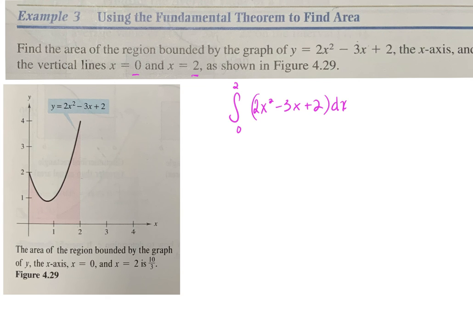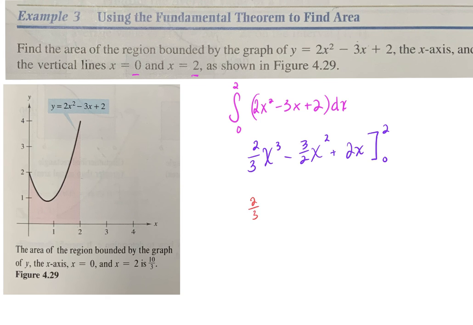At this point, I can just do what I've always done. My new exponent is going to be x cubed, and then I'm going to take that divided by 3. My new exponent here is going to be squared, divided by 2, and then that's going to become 2x, and I'm going to go from 0 to 2. What's nice when you start at 0 is, what am I subtracting? 0 plugged into everything, so it's a 0. So I can just plug in my 2, really.